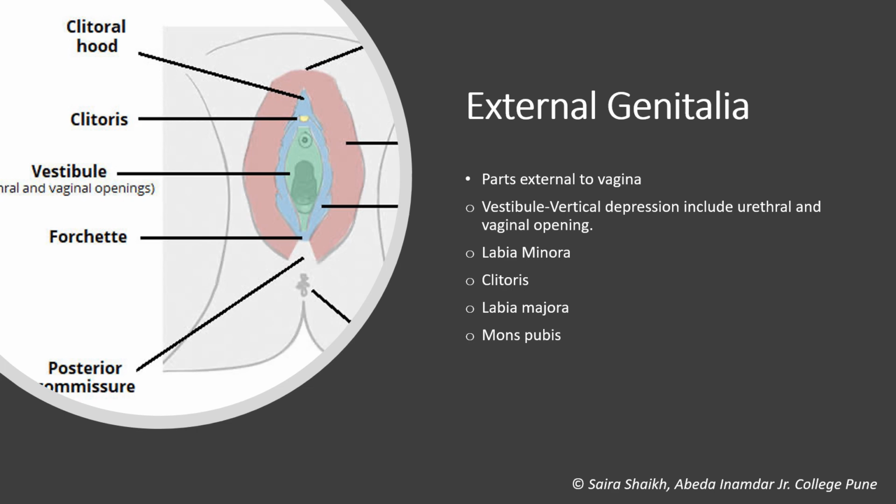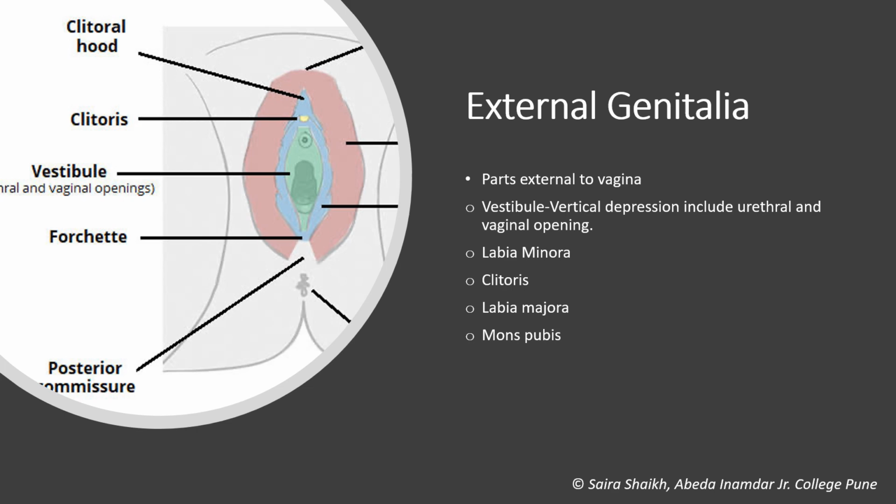The vestibule is a vertical depression in which two openings are present, that is the urethral and the vaginal opening. The urethral opening is to pass the urine outside the body. The vaginal opening is the female reproductive opening through which the sperms enter into the body of the female.